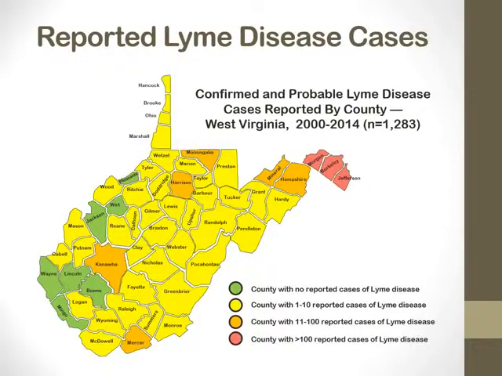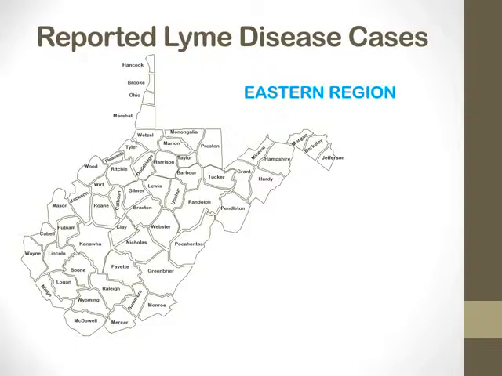Here is how cases break down geographically. Three counties in the Eastern Panhandle, Berkeley, Jefferson, and Morgan counties, represented greater than 100 cases each during the 15-year period. Hampshire, Harrison, Kanawha, Mercer, Mineral, and Monongalia County reported between 11 and 100 cases during the 15-year period. All other counties reported 10 cases or less.